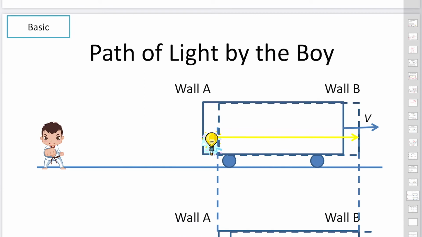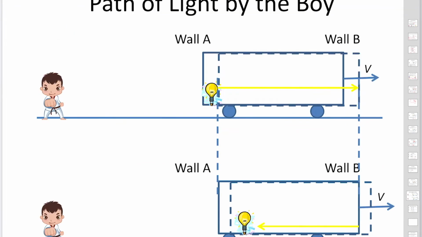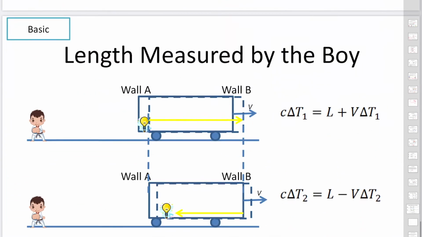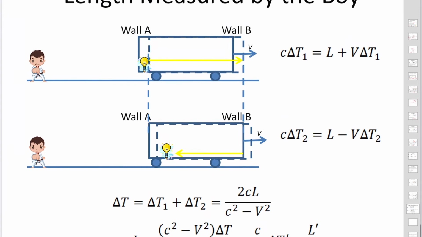The boy tried to measure the length of the floor of the train. The light moves from the source to wall B, while the train is moving toward the light. So this means wall B is moving toward the light. Then the light is reflected by wall B and returns to the source of the light. This is the path of the light observed by a boy. So we'd like to calculate the times.